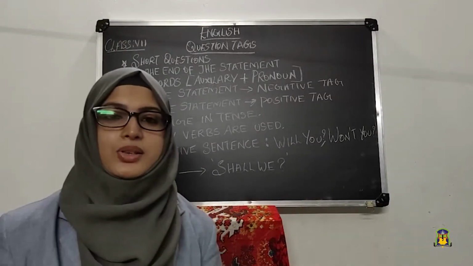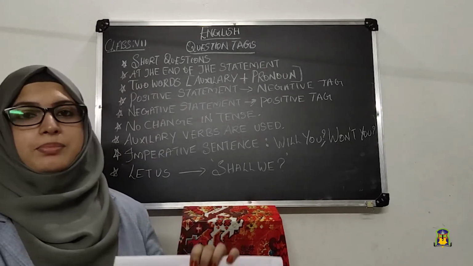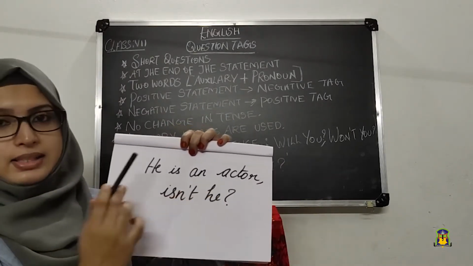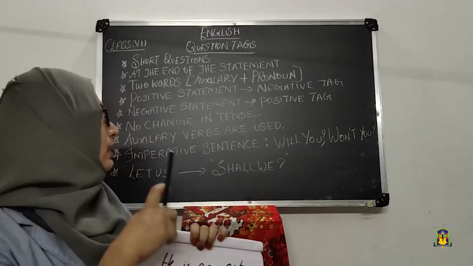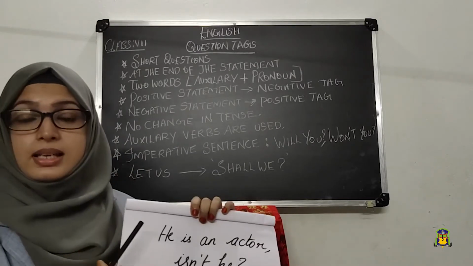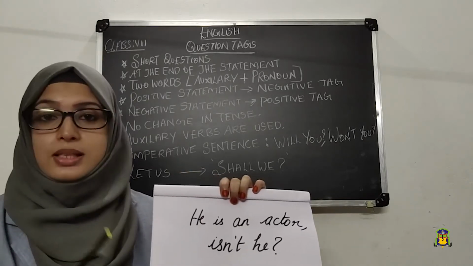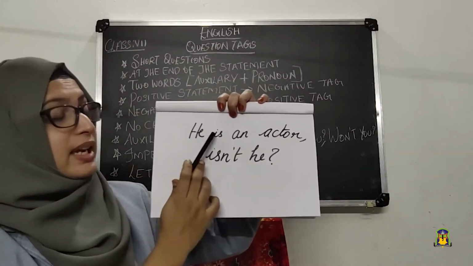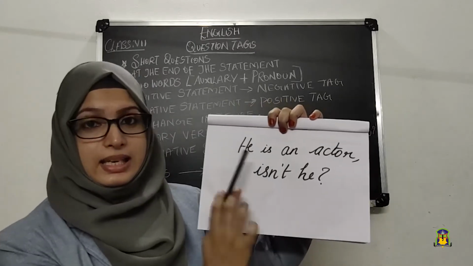So children, based on the conditions, we are going to see some examples. The first example I'm going to show is, he is an actor. What points did we study already? We studied what short question tags are. It is a short question, it will come at the end of the statement, and it will be of two words, that is auxiliary plus pronoun. So see this example. He is an actor, isn't he?